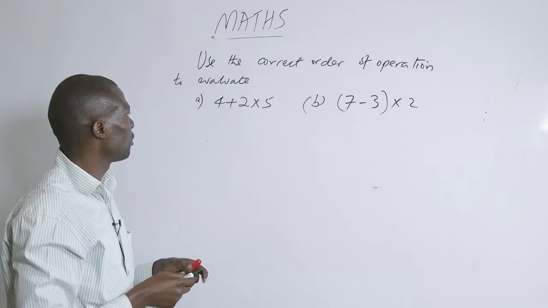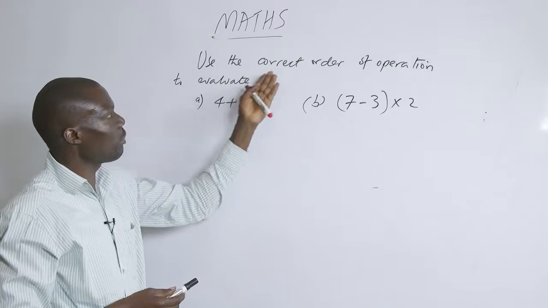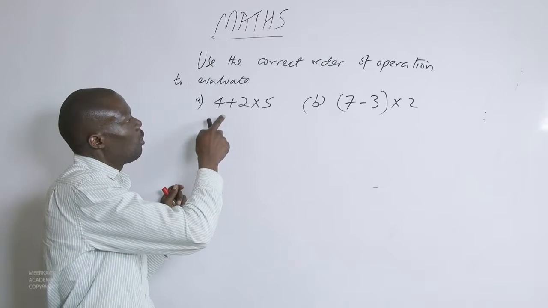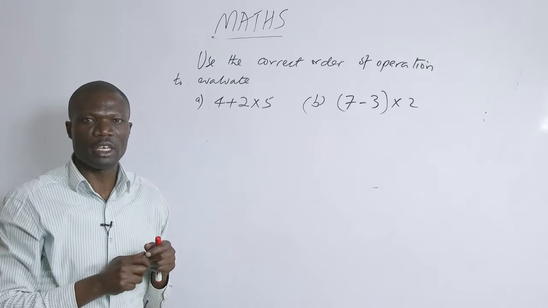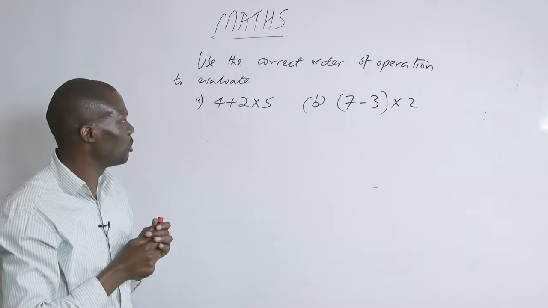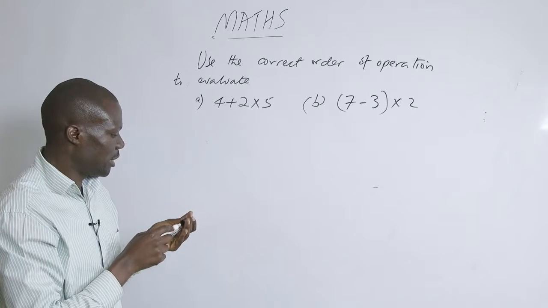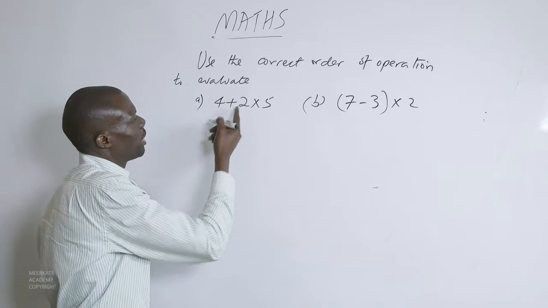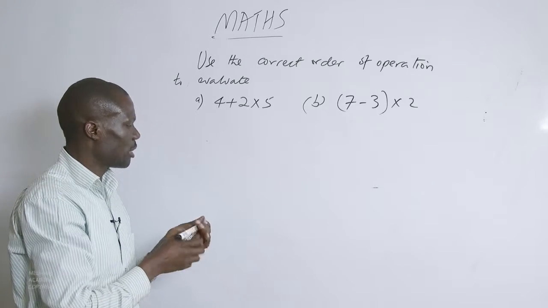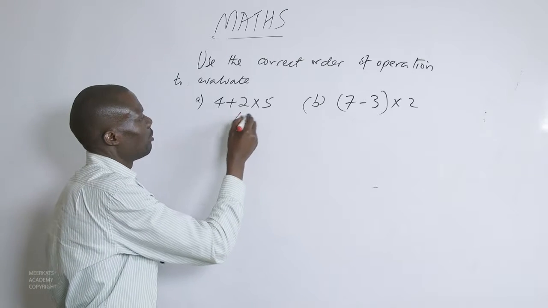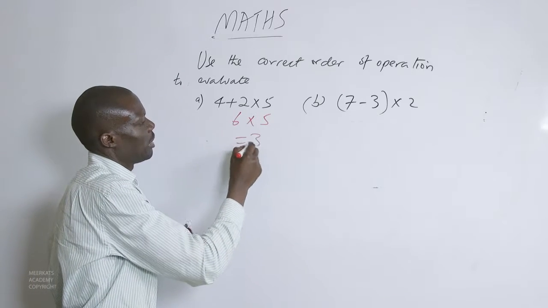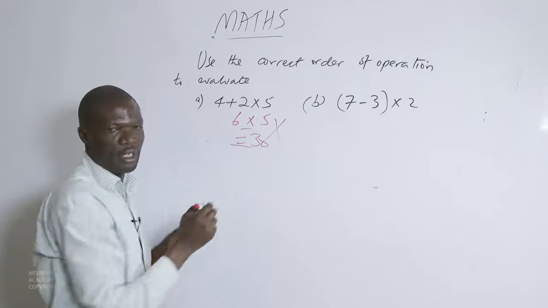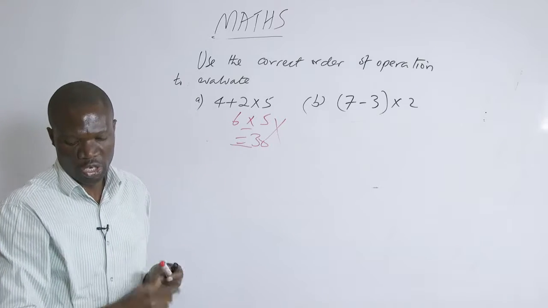Now, let's start with this. We are to use the correct order of operation. 4 plus 2 times 5. It is illogical to say 4 plus 2, which gives us 6, and then multiply by 5, and then you say 30. This one is wrong. Why? You didn't observe the order. So the order must be obeyed.